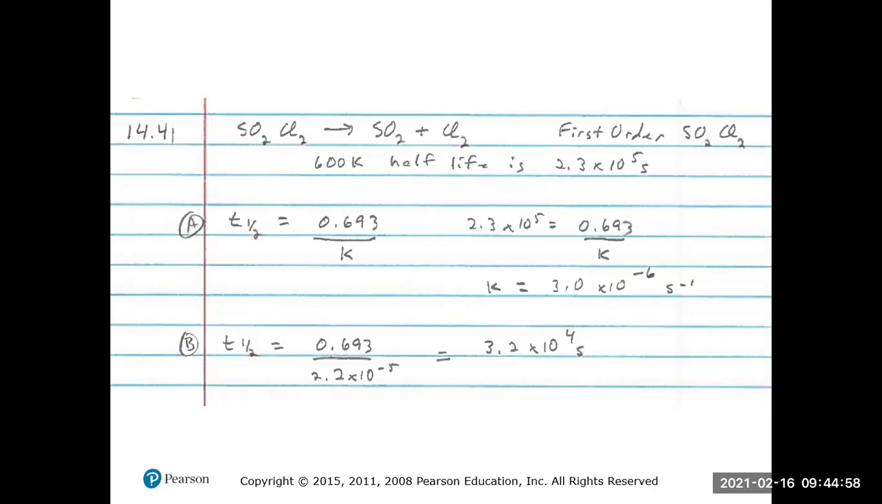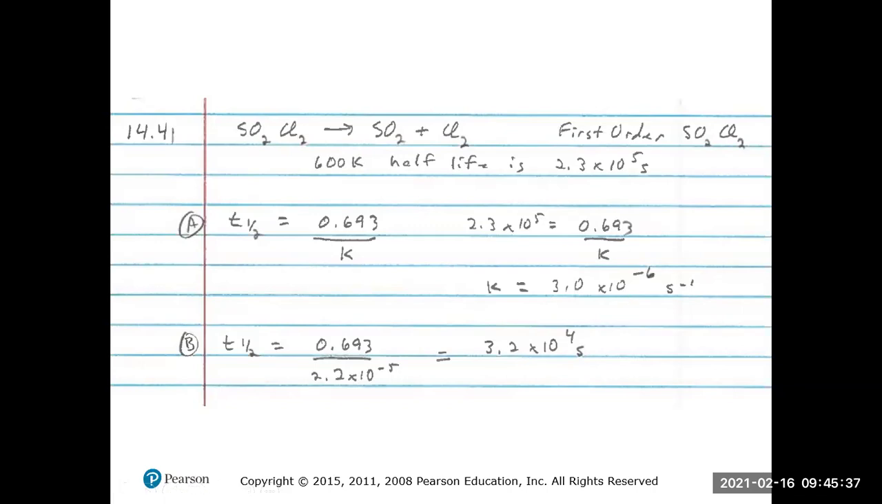Since it's a first order reaction, hopefully we remember that we use this formula: the half-life time equals 0.693 divided by K. So in other words, it's not temperature dependent. And so we simply plug in our half-life time, 2.3 times 10 to the 5th seconds, and that equals 0.693 divided by the rate constant. Then we can simply solve that equation to get a rate constant value.